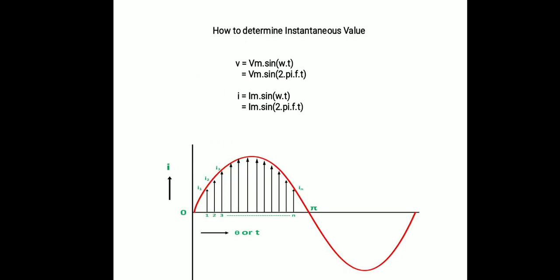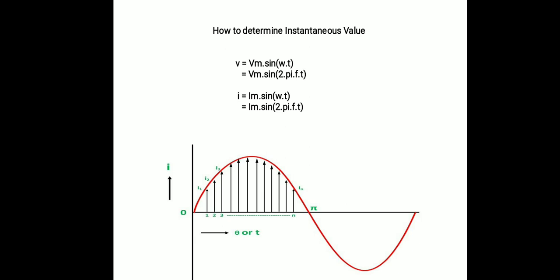How to determine the instantaneous value? Up to this point we have understood what instantaneous value is. Instantaneous value is the value of that quantity at a given particular instant of time. At time instant 1, instantaneous value is I1. At time instant 2, instantaneous value is I2, which is shown in the figure. So at any given instant of time, the value of that quantity is called the instantaneous value. So how to determine it?